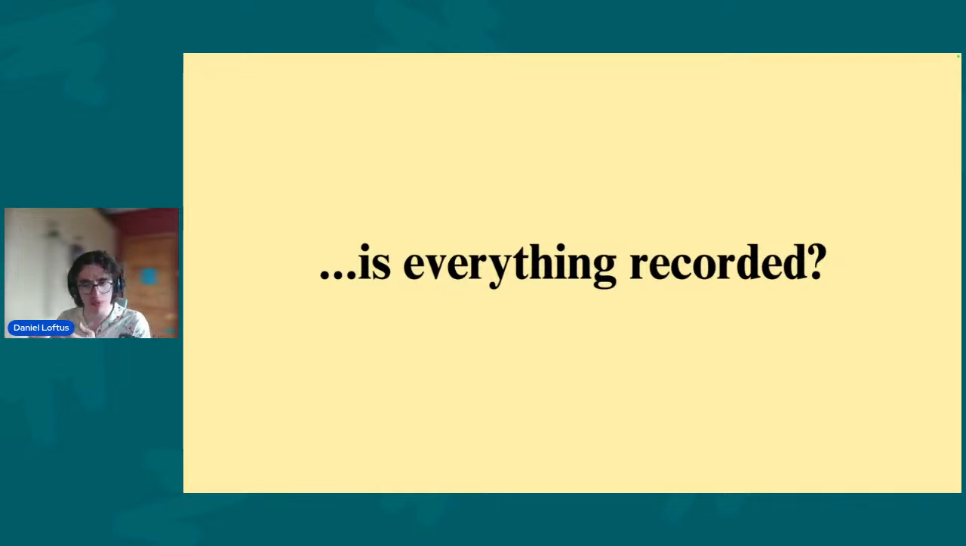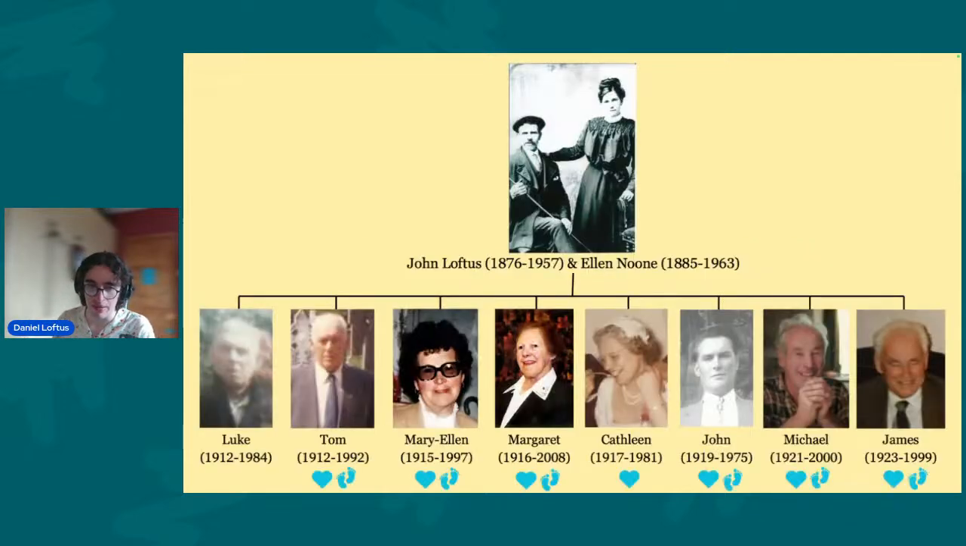Because the research is fairly fundamental, and it's quite facts and all. But when we do our research, there's always people behind them. And these are the people behind my dad's family. So my grandfather is here, second from the right, Michael, right smiler. And then we have all the kids of John Loftus and Ellen Noon.